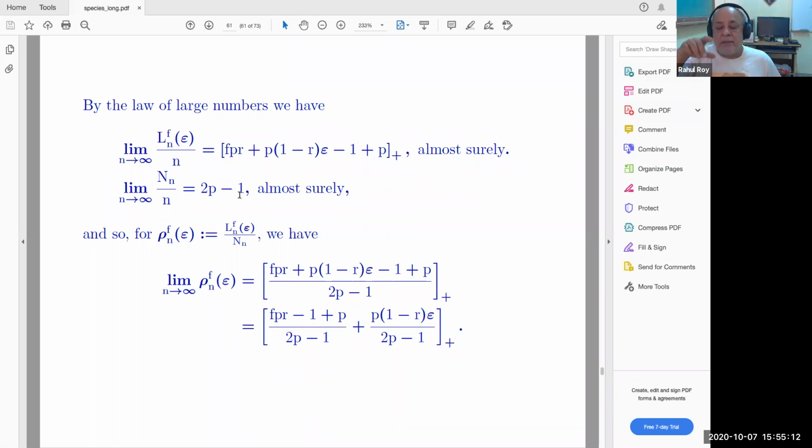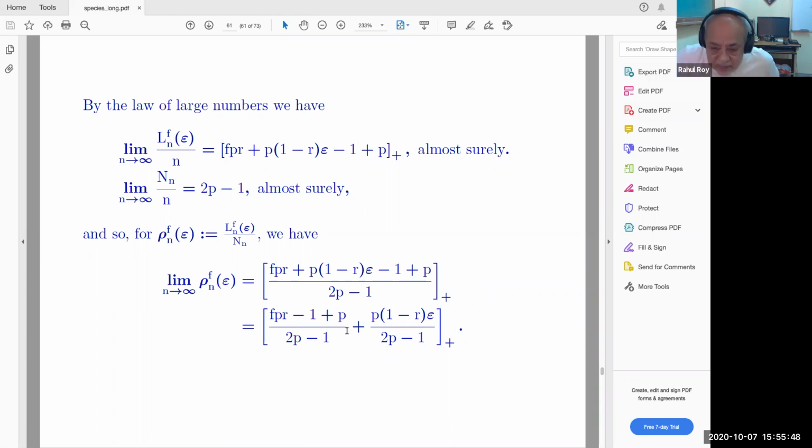And remember, because (1 minus p) over pr, which is the fc, is less than 1, therefore 2p minus 1 is a positive quantity. p has to be bigger than half. So if I call rho_n^f(epsilon) this ratio, then from these two, the strong law result would give that rho_n^f(epsilon) as n goes to infinity converges to this quantity, which after simplification equals this.